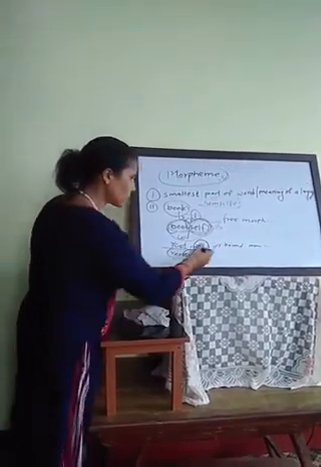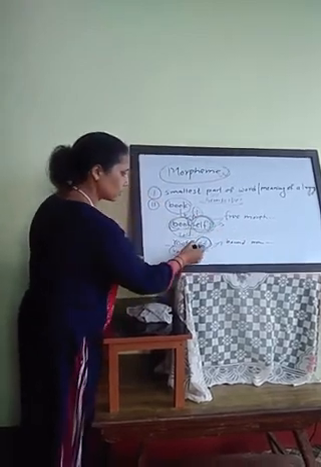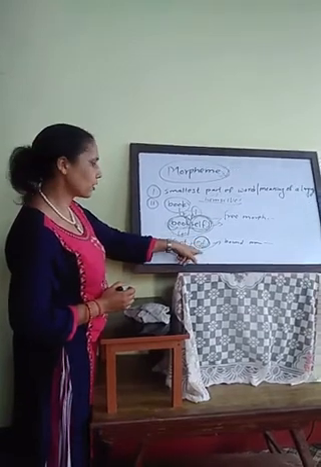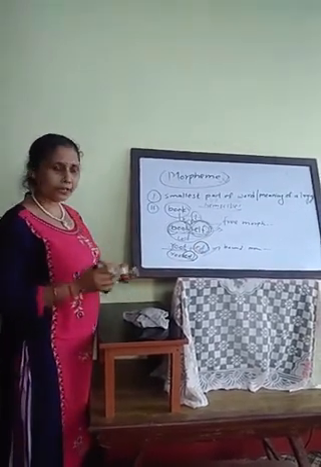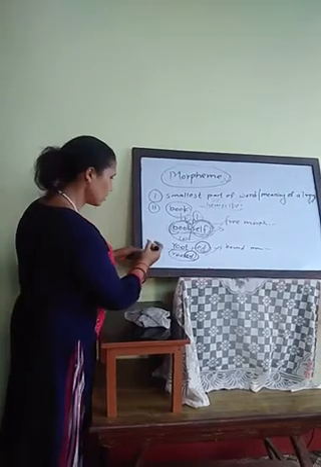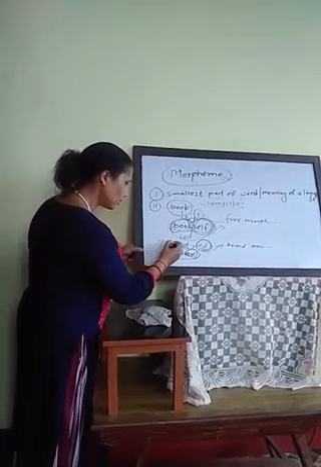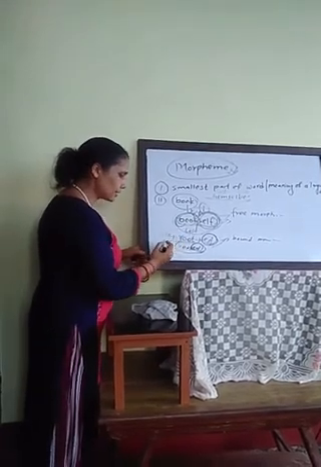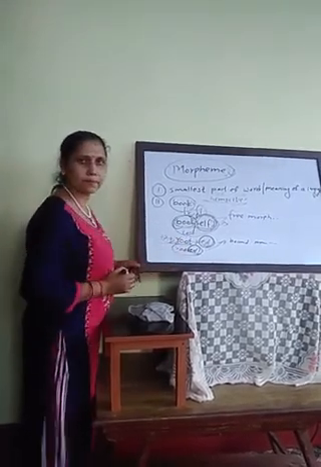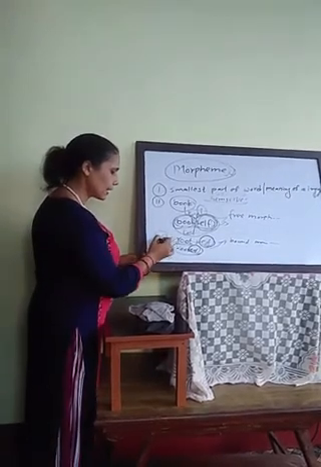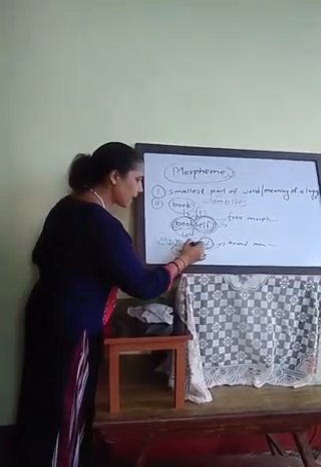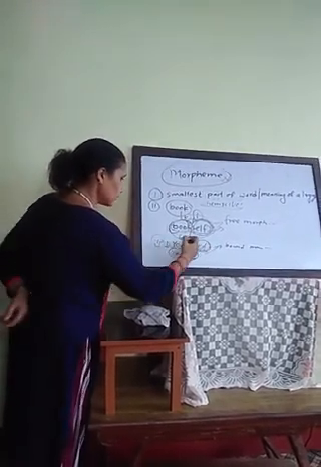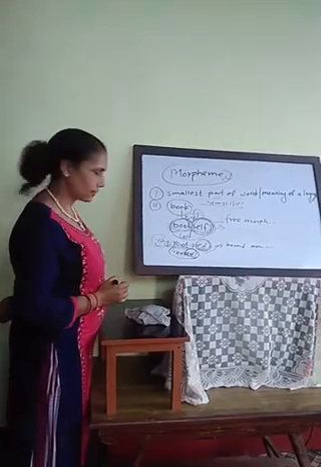And in bound morpheme, the new joining part is a prefix, suffix or infix. We add a prefix. That means if it is op plus root plus ed, then op is a prefix. It is before the root word, so it is a prefix. If it comes after the root word, then it is a suffix. It is at last.